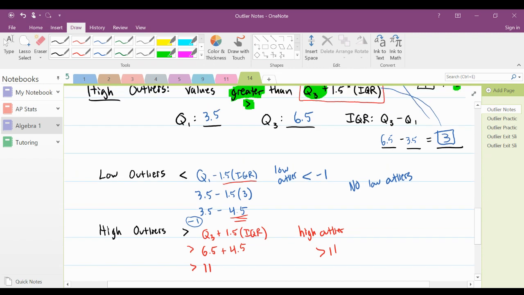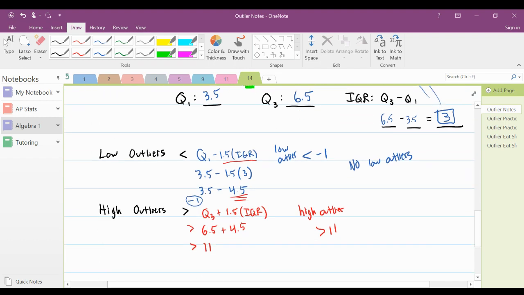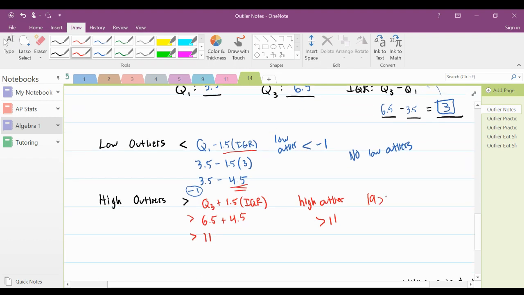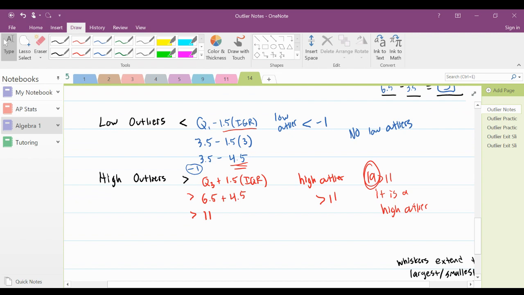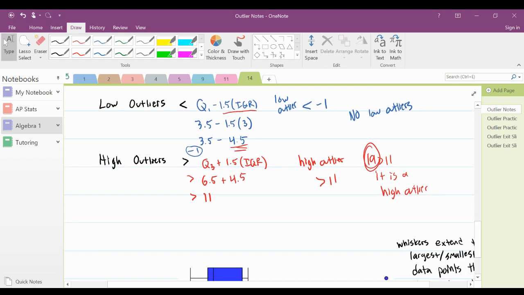So I'm going to look at my data set again and see, do I have anything bigger than 11? Absolutely. 19 is greater than 11. So since 19 is greater than 11, it is a high outlier. So I do know that I have one outlier at 19. So my outliers: nothing on the low side, only 19 on the high side.